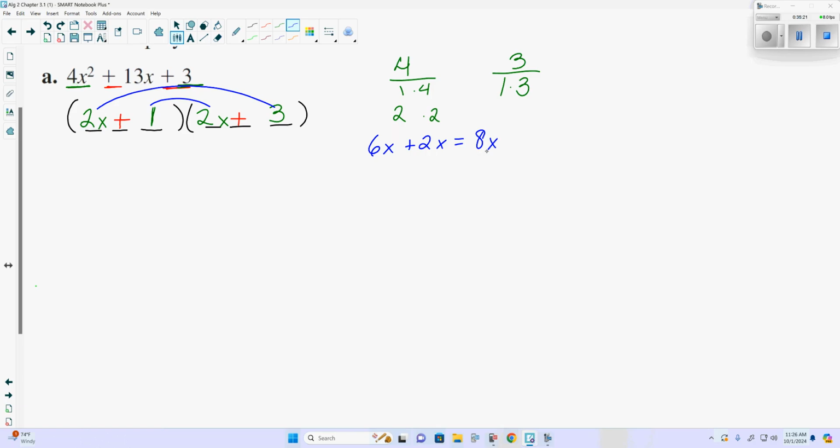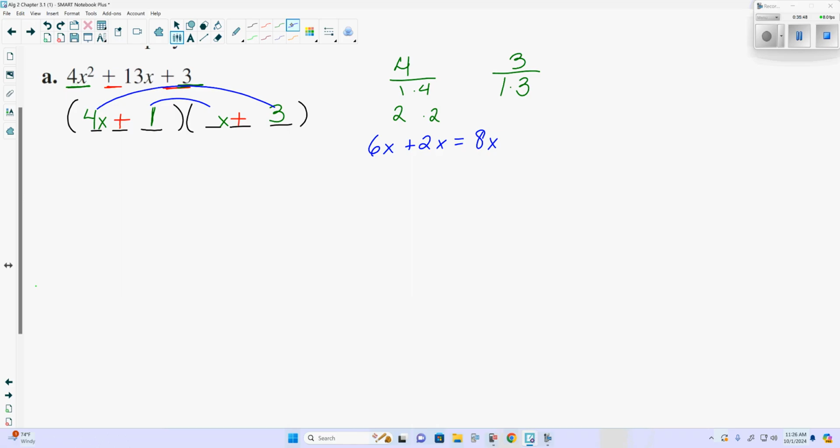Is there something else we can try? I would say so, because the first thing we can do is switch the 1 and 3. Is that going to do anything? No, because it's still 2 and 2. The first term's the same. Now we can switch the 2 and 2 for 1 and 4. Where do y'all want to place the 1 and where do you want to place the 4? 4 in the first, 1 in the second.